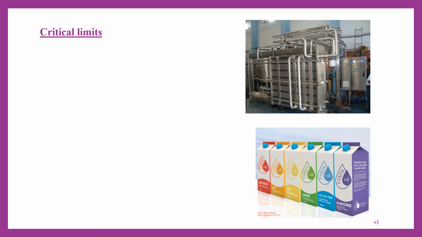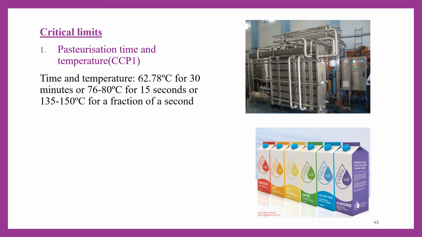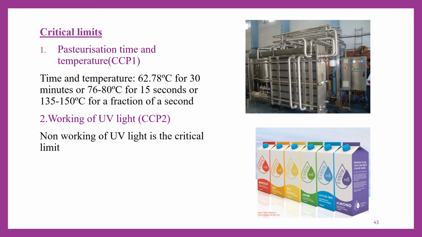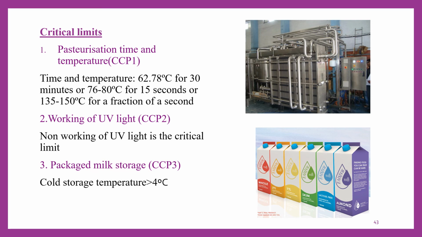Now let's start discussing the critical limits. Pasteurization time and temperature is the critical control point 1. The critical limits are that the time and temperature should be 62.78 degrees Celsius for 30 minutes, or 76 to 80 degrees Celsius for 15 seconds, or 135 to 150 degrees Celsius for a fraction of a second. Working of UV light is the critical control point 2. Non-working of UV light is the critical limit. Packaged milk storage is CCP3. Cold storage temperature greater than 4 degrees Celsius is the critical limit in this case.